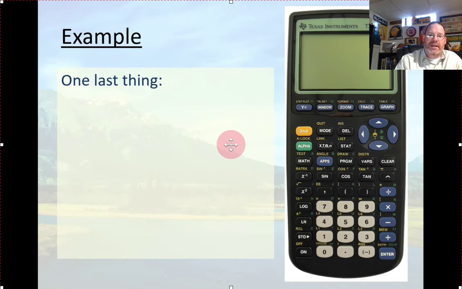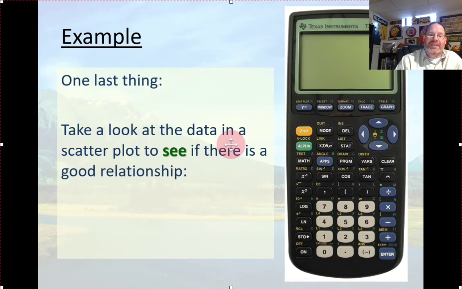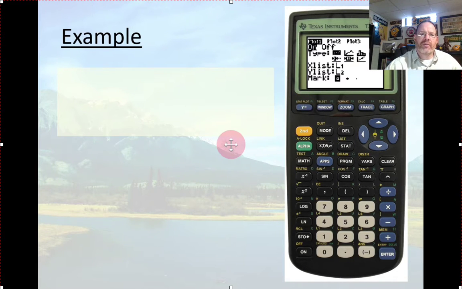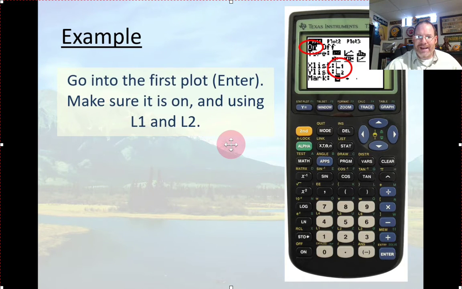All right, so just that last thing, let's take a look at the data in a scatter plot to see if there's a good linear relationship. So to do that, you have to hit the stat plot, which is above the y equals button. And that's the menu that comes up there. And really all we want on is the first one. The rest of them we don't need. So you're going to highlight number 1 on there and hit enter. And then you get this screen right here. So what you want to do is make sure that that is on and make sure that it's using L1 and L2.